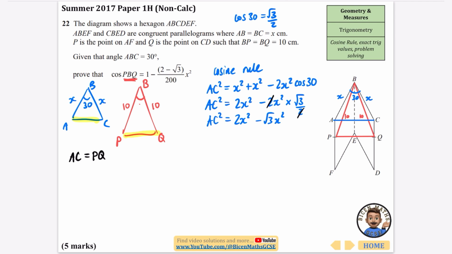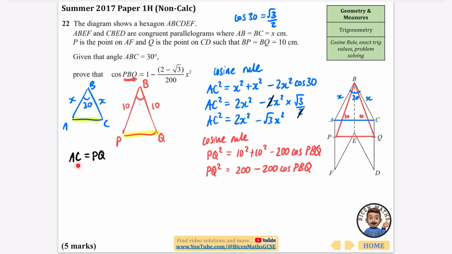Okay, now I'm going to do the cosine rule for the red triangle. It's in a very similar pattern, that PQ squared is going to be my 10 squared plus 10 squared, that's the B squared plus C squared, minus 2 times B times C. So 2 times 10 times 10, that's 200, cos of the angle which we're talking about, which is PBQ. Remember, that's the thing we're actually trying to find here. So we get that PQ squared is equal to 100 plus 100, that's 200, minus 200 cos of PBQ.